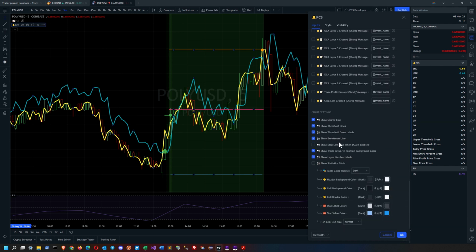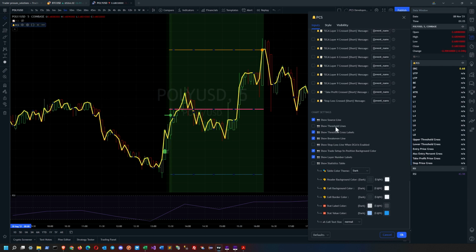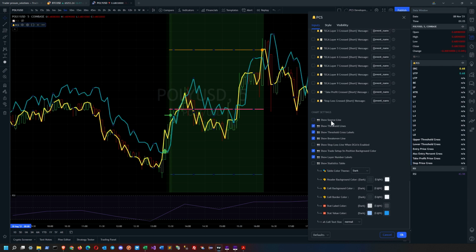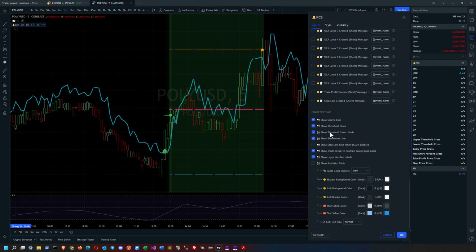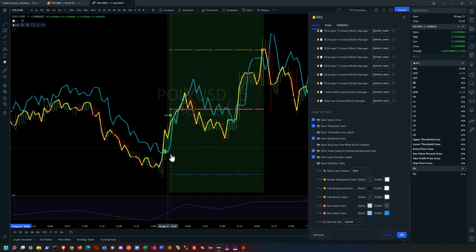And then down at the bottom, you've got the chart settings. You've got to show the source line, the threshold line. So if I uncheck this, the threshold line will disappear. The source line, you can control the visibility on that. You can even turn off the label for when the source price is crossing over the threshold. If you don't want to see those, you can turn those off, as well as the break-even line. You can turn that off as well.